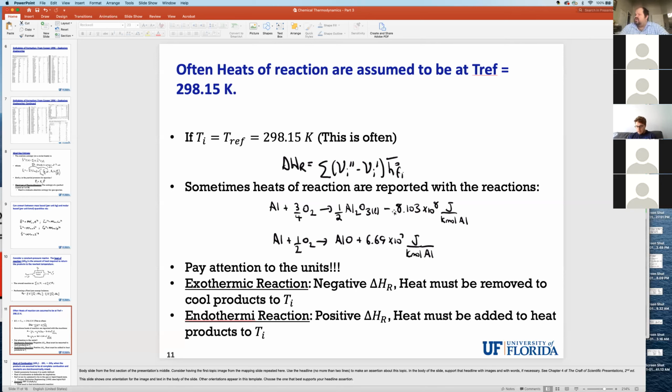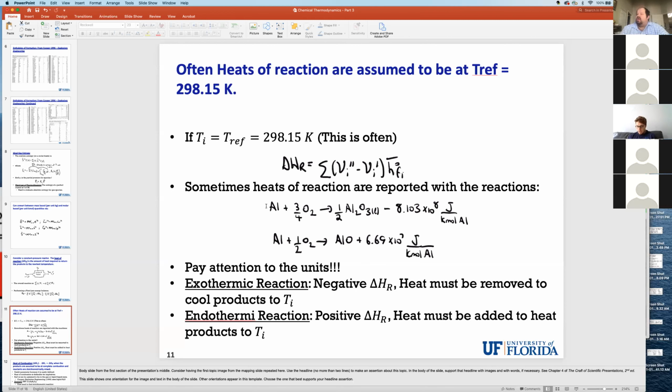Okay, so you do sometimes see that, and you do need to pay attention to the units, especially in terms of what it's per kmol of. Sometimes it might be per kmol of O2. Traditionally, they write the reaction in this format.